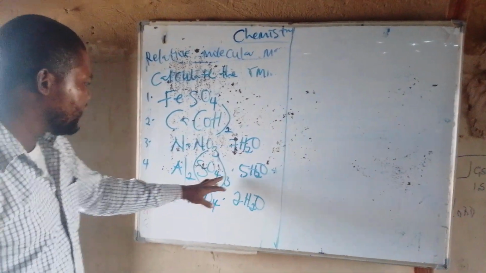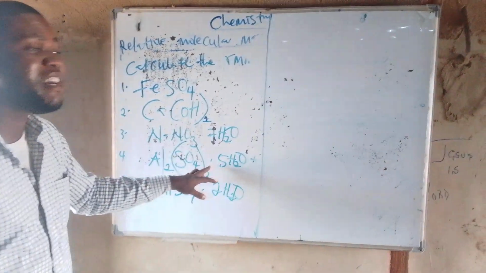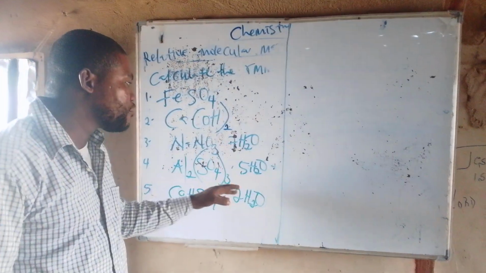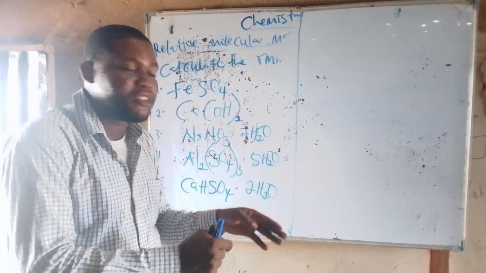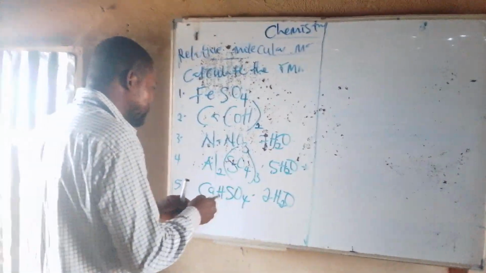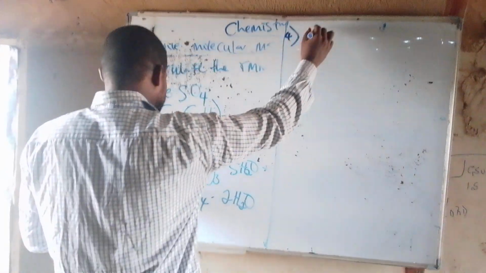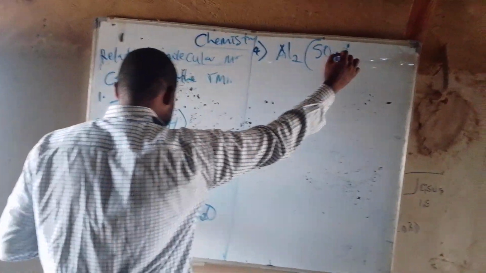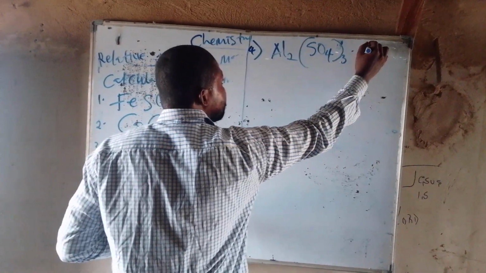A compound like this should be very, very vital for those writing JAMB. You can be asked to find the percentage composition of a particular element in the compound. Okay, let me not waste your time. Let me continue. The fourth one is Al2(SO4)3.5H2O.